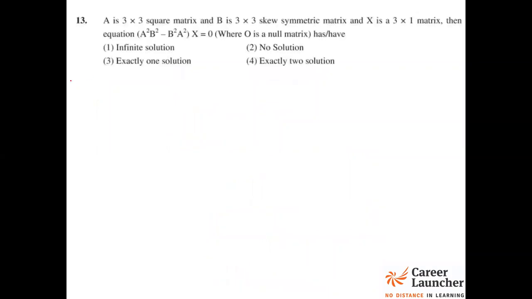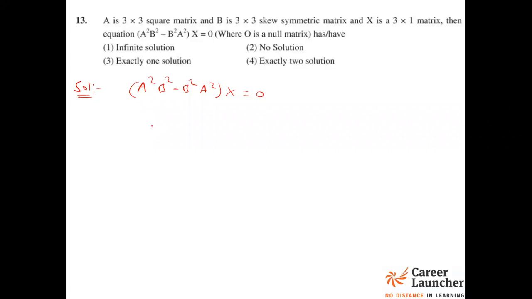See the next one. A is a 3 by 3 square matrix and B is a 3 by 3 skew symmetric matrix and X is a matrix of order 3 by 1. Then the equation A square B square minus B square A square times X is equal to 0, where 0 is a null matrix, has how many solutions is what we need to find.